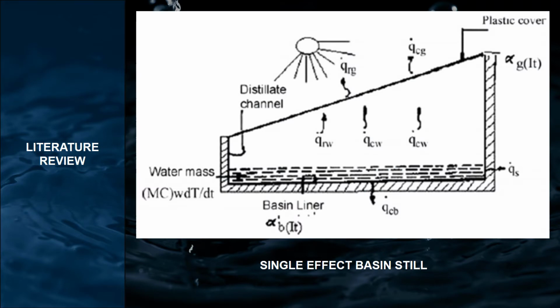In that, I did some literature review. There are two categories of direct solar desalination methods existing. The first type is the single effect basin still as shown. This has one chamber where saline water is stored. Sun's heat penetrating the transparent cover causes evaporation. The vapors condense at the roof of the chamber and slide along the roof to collect in the distillate channel.